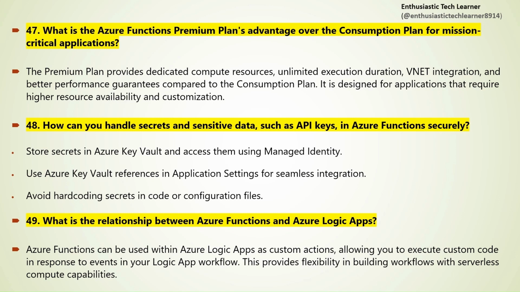How can you handle secrets and sensitive data, such as API keys, in Azure Functions securely? Store secrets in Azure Key Vault and access them using managed identity. Use Azure Key Vault references in application settings for seamless integration. Avoid hard-coding secrets in code or configuration files.